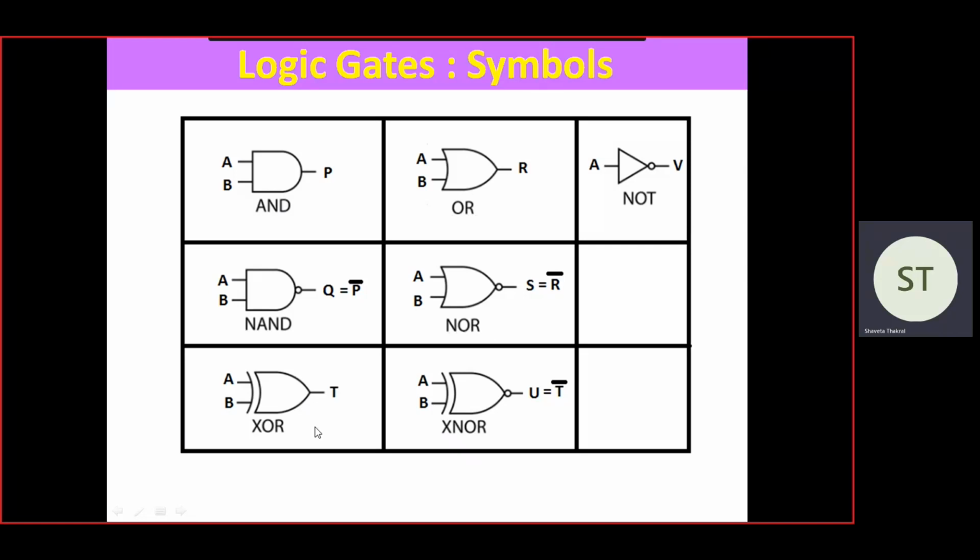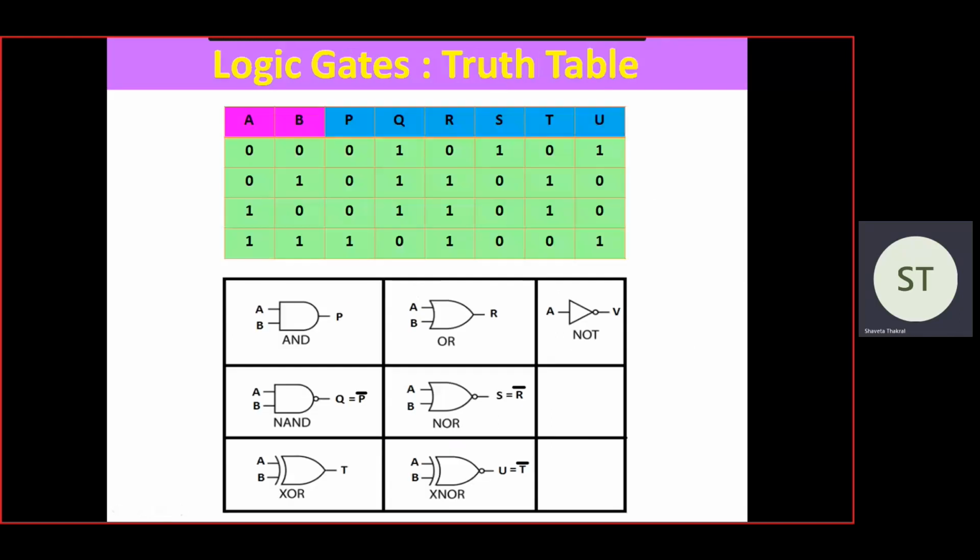This is the logical symbol of XOR gate. Here A and B are two inputs and T is the output. And this is the logical symbol of XNOR gate, where A and B are inputs and U is the output. Now what is the relation between T and U? T and U both are complementary.